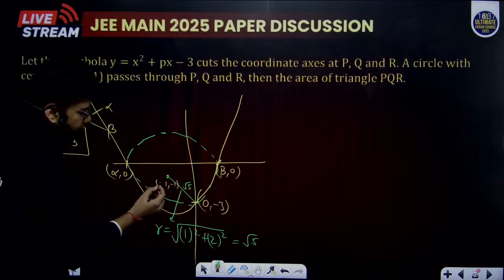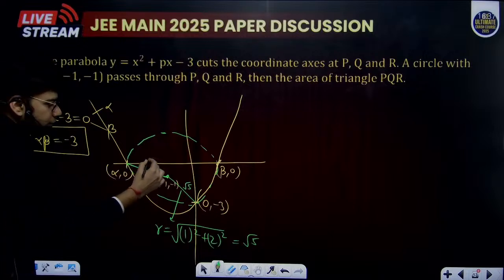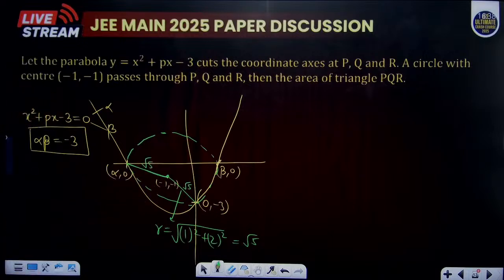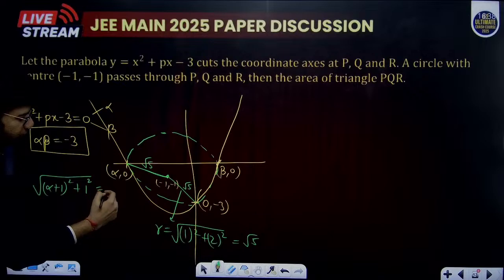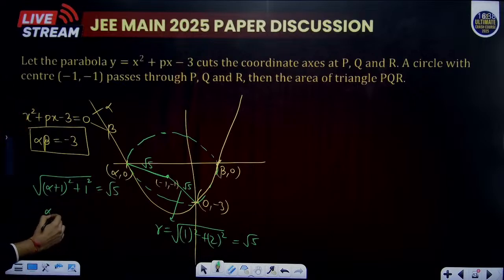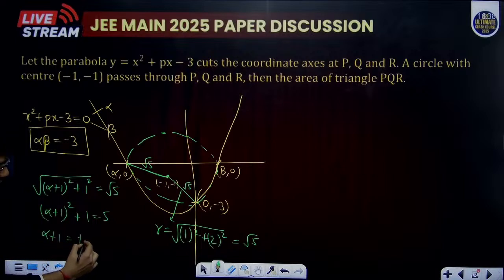By similar logic, since this point is also satisfying the equation of the circle, this distance should also be root 5. So if I apply the distance formula, what I will get is the square root of (alpha + 1)² + (0 - 1)², which should be equal to root 5. So from here what I am getting is (alpha + 1)² + 1 = 5. So alpha + 1 is coming out as plus or minus 2.